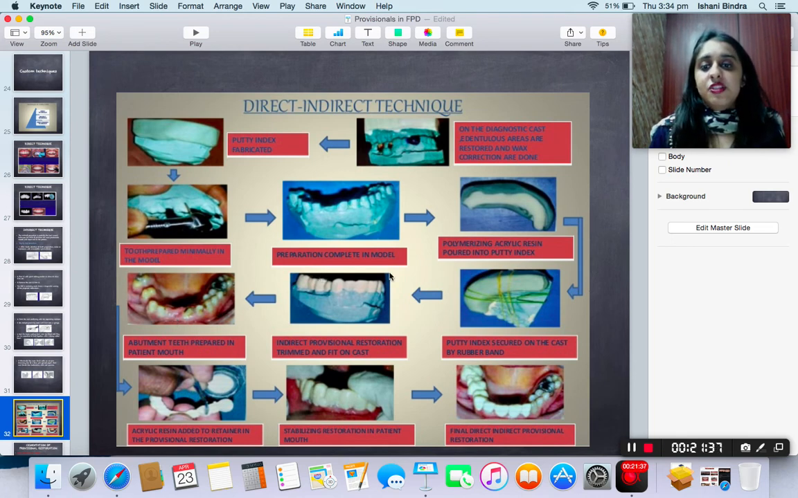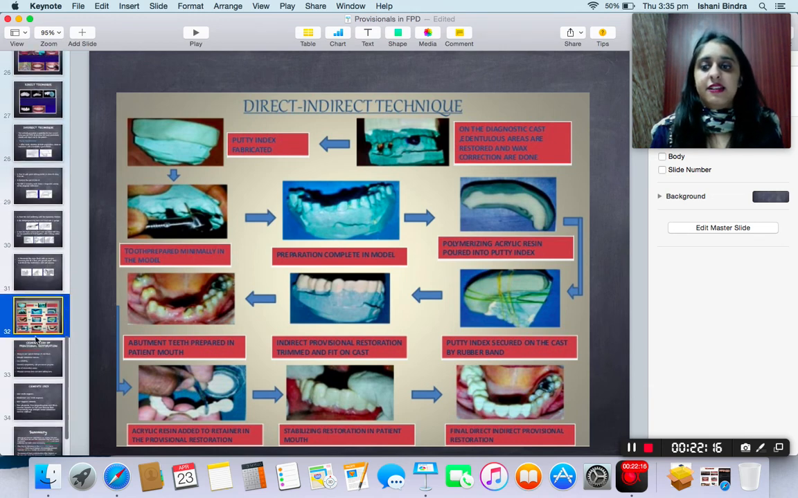So these provisional restorations are again relined with the same material, acrylic resin, and then placed intraorally into the patient's mouth. This will improve the overall fit of the provisional restoration. After the material sets, again the restoration is removed, finished, polished, and this is what we get as the final provisional restoration. So why do we call it direct indirect technique? Because some steps are done directly in the patient's mouth, whereas other steps are done when the patient is absent, in the laboratory. Hence a combination of these two techniques is known as direct indirect technique.